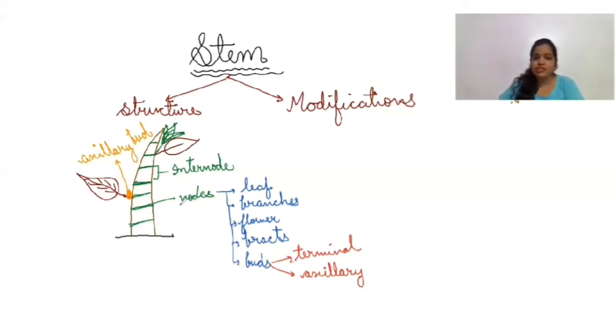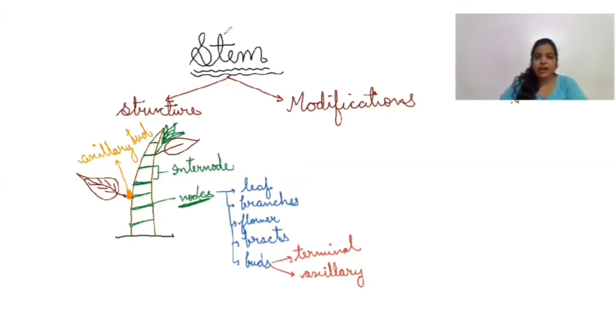Remember, everything is formed from nodes. The internode is a useless thing. It is not going to form any structure. It is not going to perform any work in the stem. Everything is formed by the nodes. Yes, so here we are done with the structure of the stem.